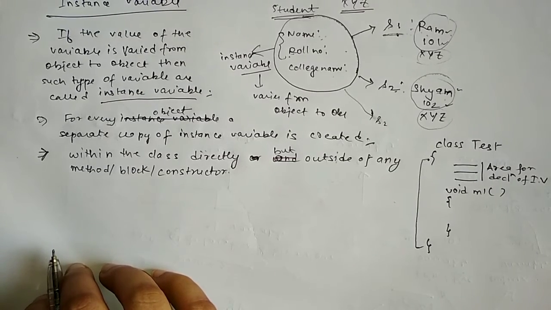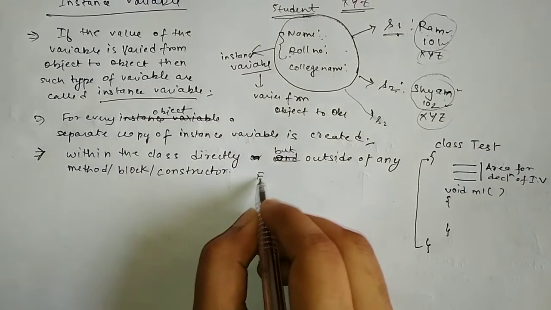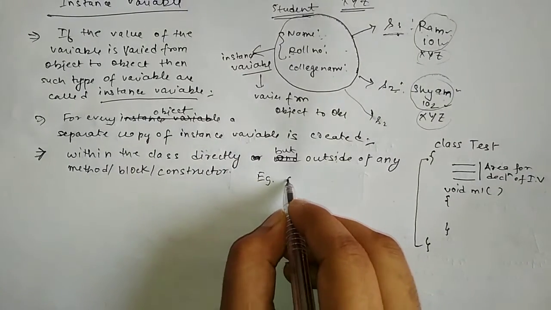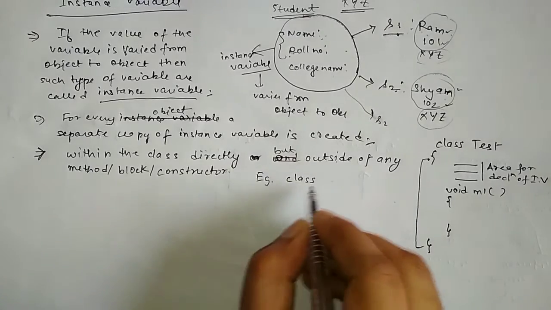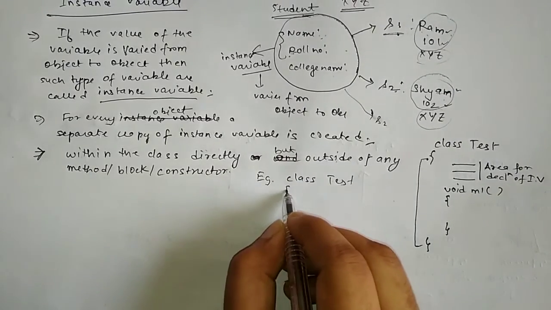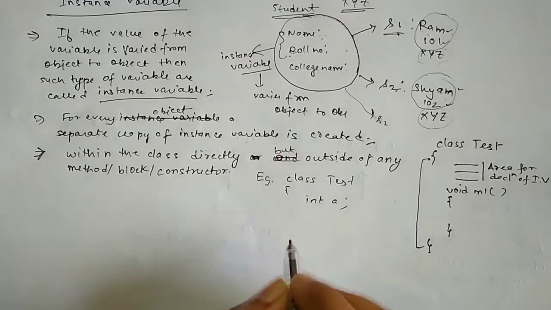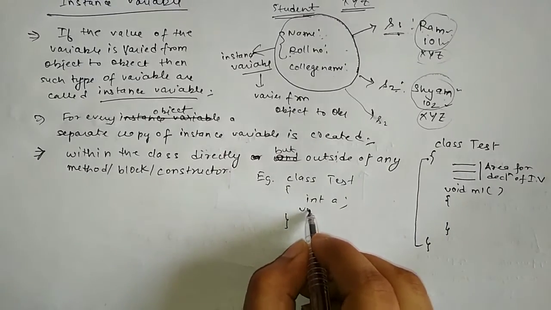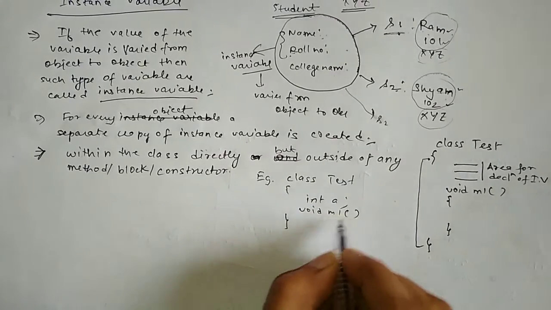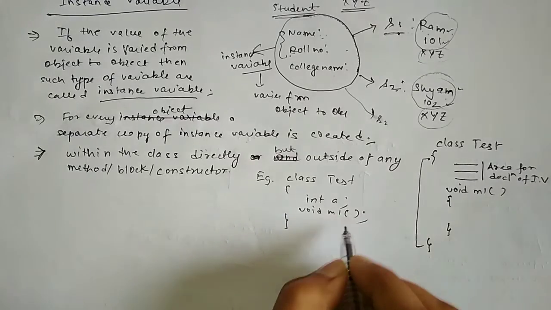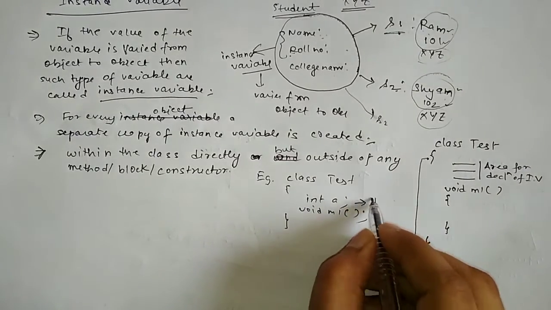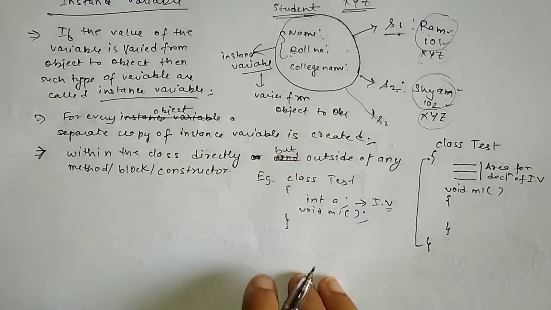Now we can take an example regarding this. Suppose we have a class Test with int a, and suppose there is a method void m1. So this is an instance variable.